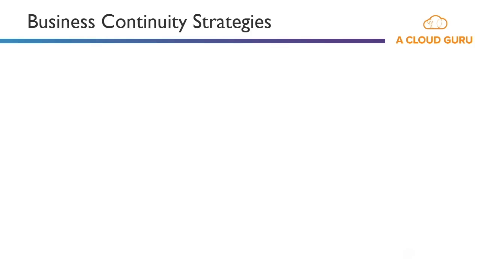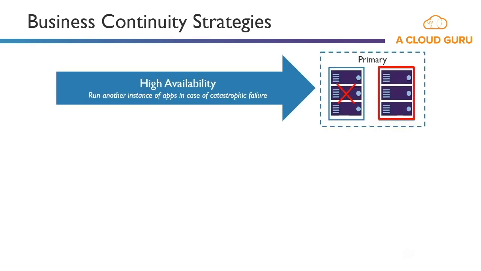Before we get into the specifics of Azure Backup and Azure Site Recovery, it's worth first understanding the different business continuity strategies that are available. So the first one is high availability, and we talked a little bit about this in the virtual machines module. This is really the case where we run another instance of apps in the case of a catastrophic failure. So maybe a blade on the first rack of servers goes down, and we've got an availability set configured for our virtual machine. Well, that will fail over to another set of hardware. That's basically our high availability option.